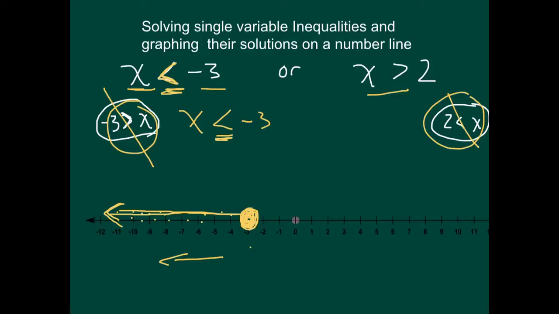X is greater than 2, of course, would be over here. There's 2. It's greater than, so it does not include 2, it includes 2.01, 2.001, but does not include 2.0. 2 is the barrier. It's right at the edge. Everything this way is greater. All these points included in this line are solutions to the inequality.